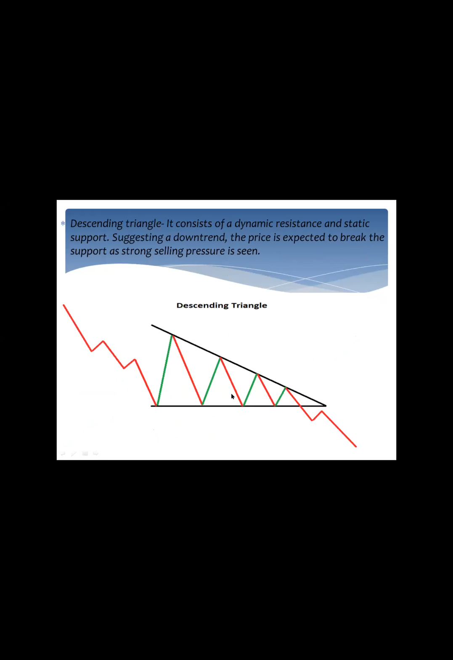Next was descending triangle, same scenario as I drew. Static support, dynamic resistance, 70, 67, 64, 61, and then downside move. Okay. Suggesting a downtrend, the price is expected to break the support as strong selling pressure is seen.